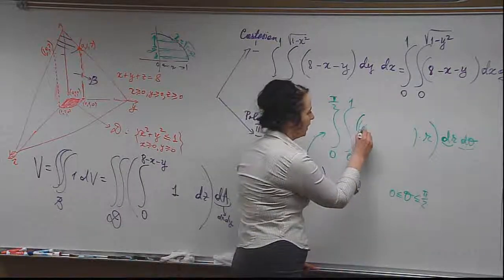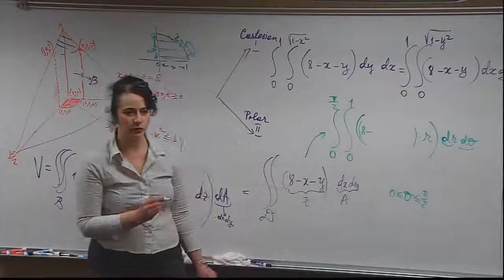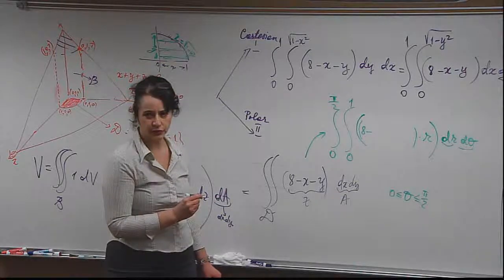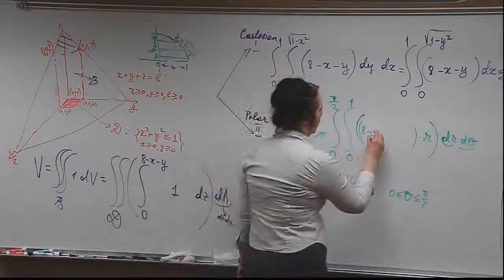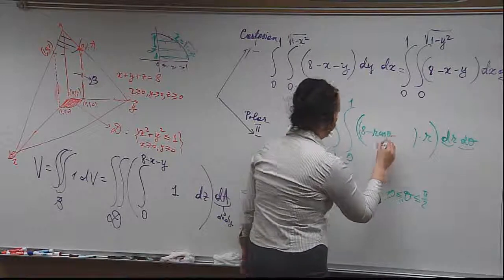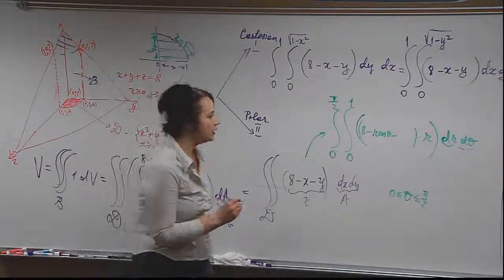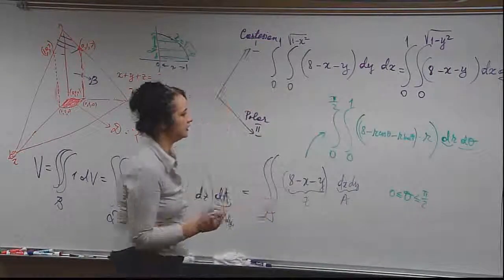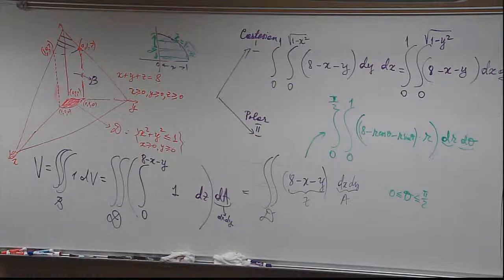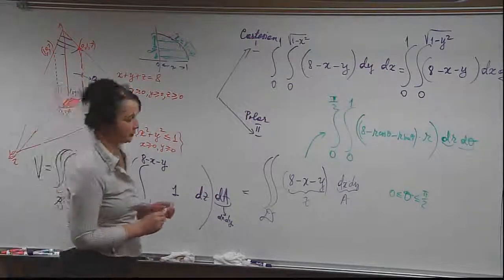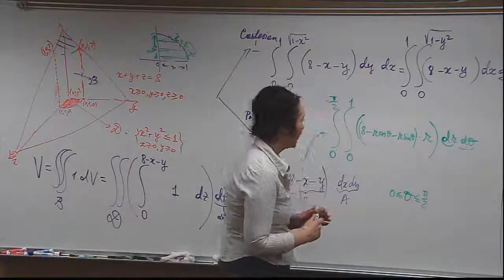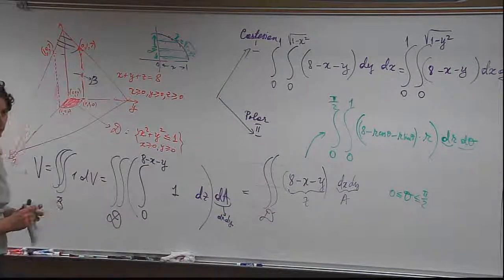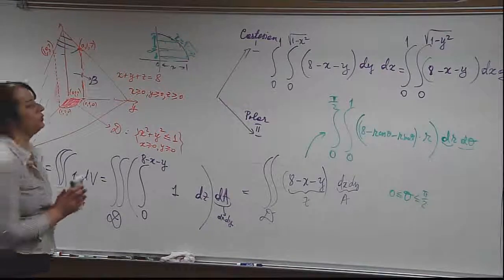Here you have 8 minus, and who tells me what I'm supposed to type? R cosine theta minus R sine theta. And let the computer find the answer. Can I do it by hand? Actually, I can, but it's not worth it because it drives me crazy. Okay? How would I do it by hand?